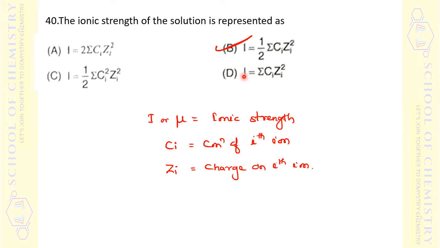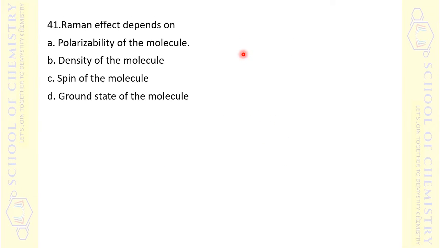Here I, ionic strength, can sometimes even be represented as mu. Ci is the concentration of the ith species, the ion for which you are looking at the ionic strength, and Zi is its charge. It is not just sufficient if you know this equation; you can go ahead and learn how to apply this equation for given simple electrolytes to find out the ionic strength. That kind of questions you can expect. Let's move on to the next question.